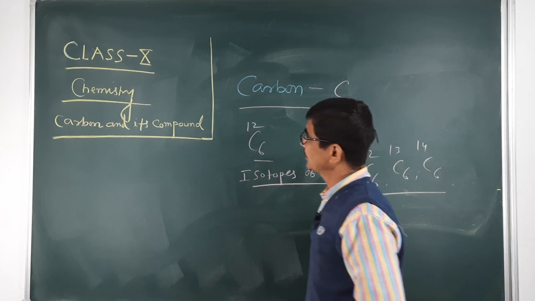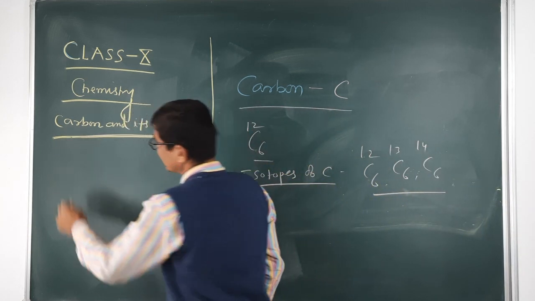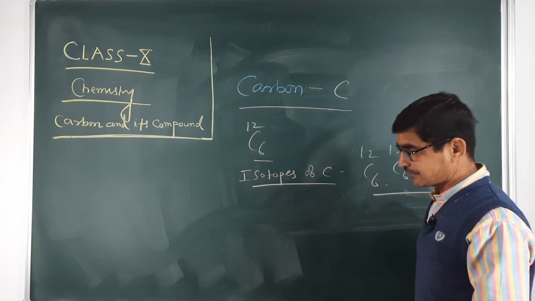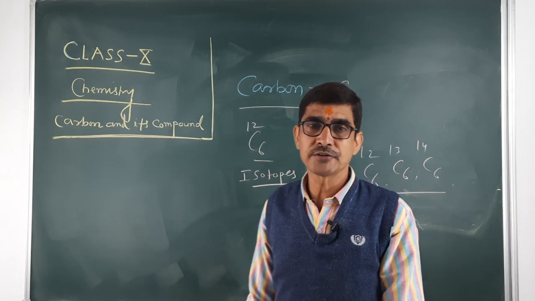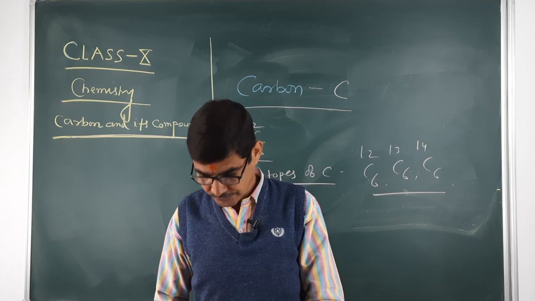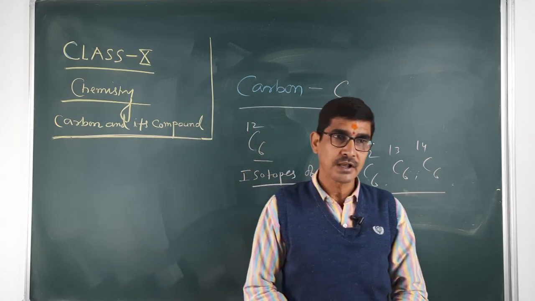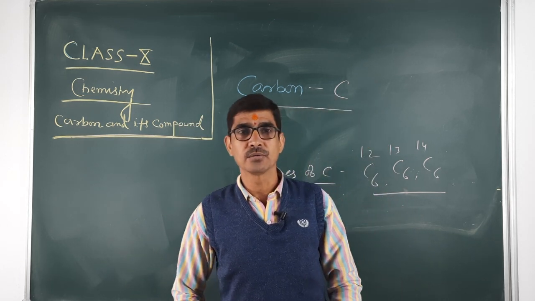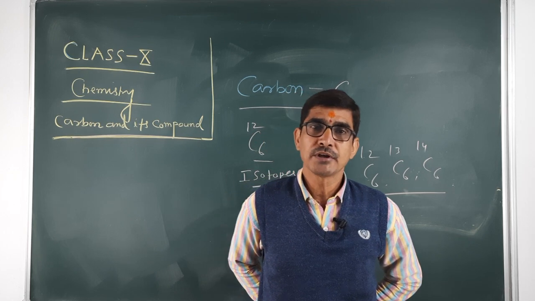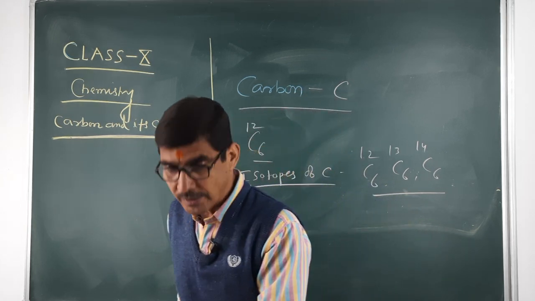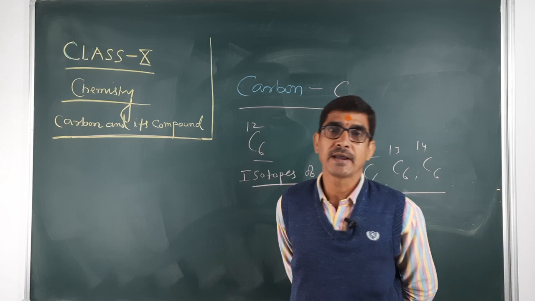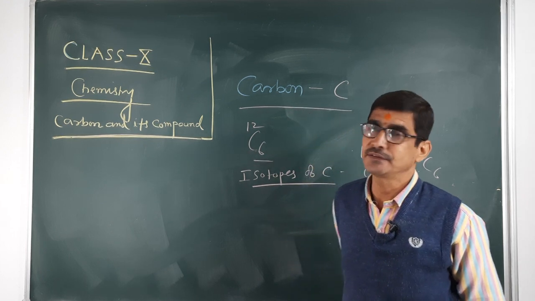Now, carbon is compound chapter. Number one question arises here: why does carbon form maximum number of compounds? This is a big question. Carbon forms maximum number of compounds due to presence of two properties. One is called catenation, another is tetravalency.